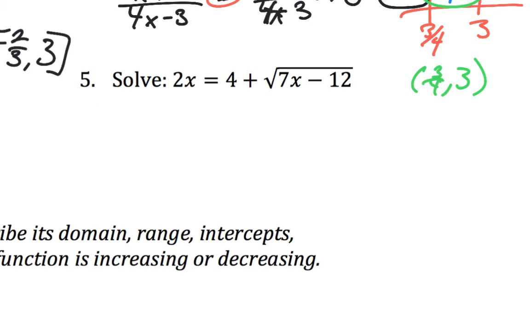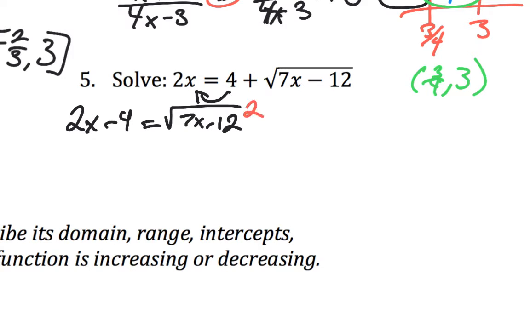Number 5, we're going to solve this. This is bringing in some old stuff this time. This is a review problem mixed in the middle of it. I need to solve for my radical by itself, so I need to move the 4 over. So this is 2x minus 4 equals the square root of 7x minus 12. To get rid of the radical, I need to square both sides, not every term, but both sides.